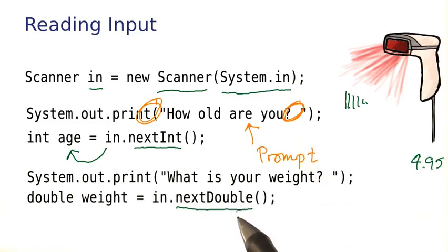You can also read a decimal number by calling nextDouble. That returns a double. And again, you would then want to capture it in a variable. Let me demo this in BlueJ so you can see what it looks like before you get to try it yourself.